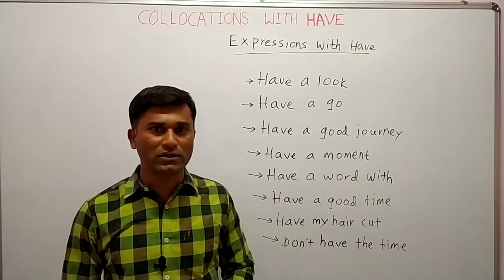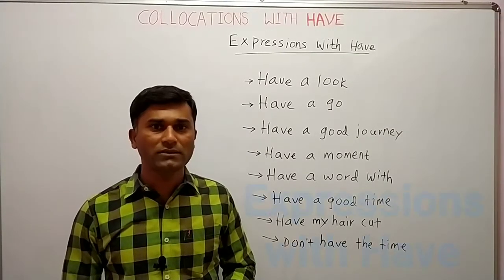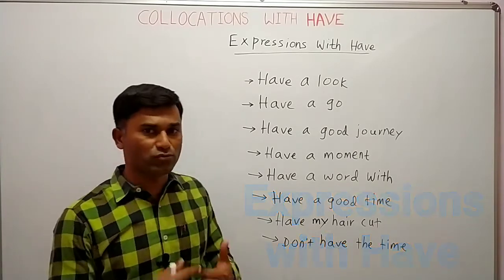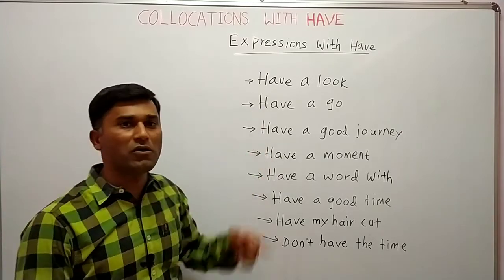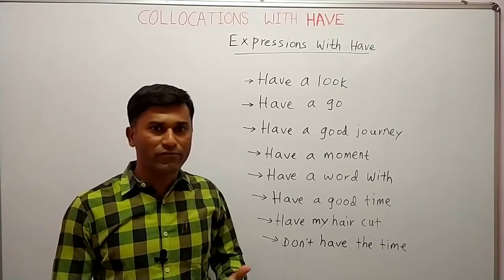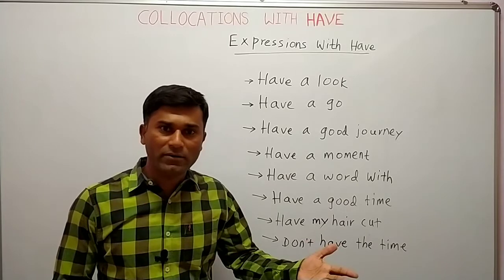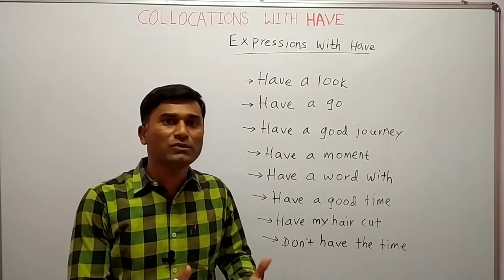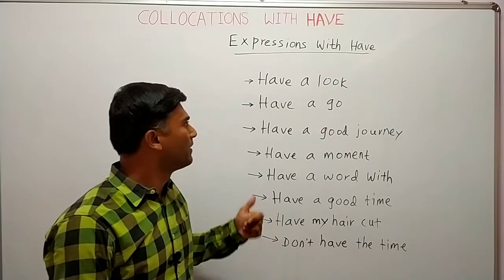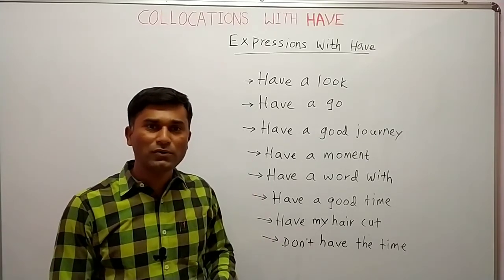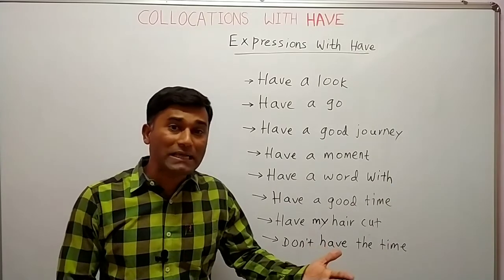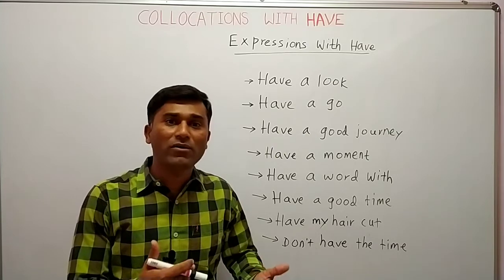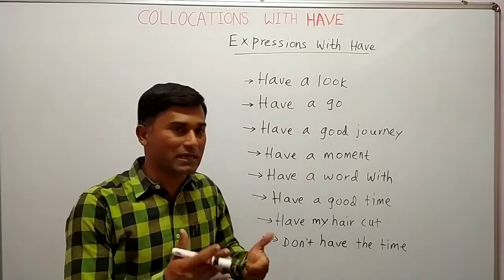Now we will see some expressions with have. So these are fixed expressions with have. They come with have. So let us see some examples. So have a look. So we say, is that your camera? Can I have a look at it? So have a look at it here means I want to see it. So have a look. Next is have a go. So we say, is that your bicycle? Can I have a go? So here have a go means can I have a ride? Can I use it in that way?